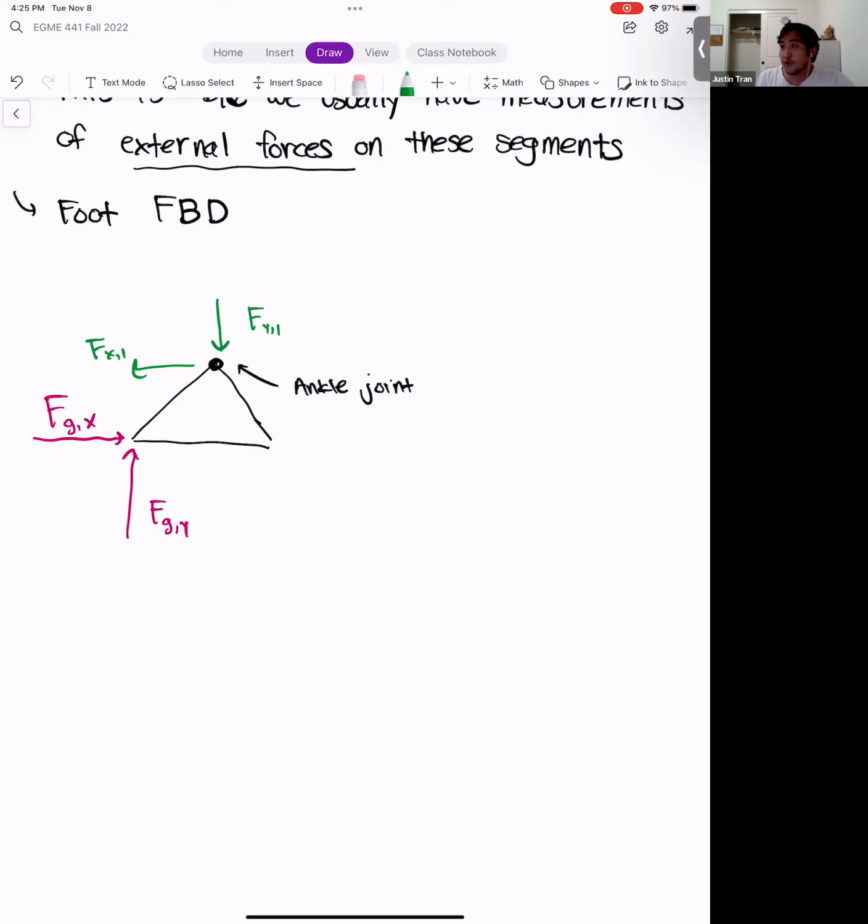Okay, and so we're going to have a reaction force in the x direction. So that's going to be Fx1. And then we're going to have a reaction force in the y direction, Fy1. And then we're also going to have a torque or a moment at the ankle joint, and we'll call that T1.